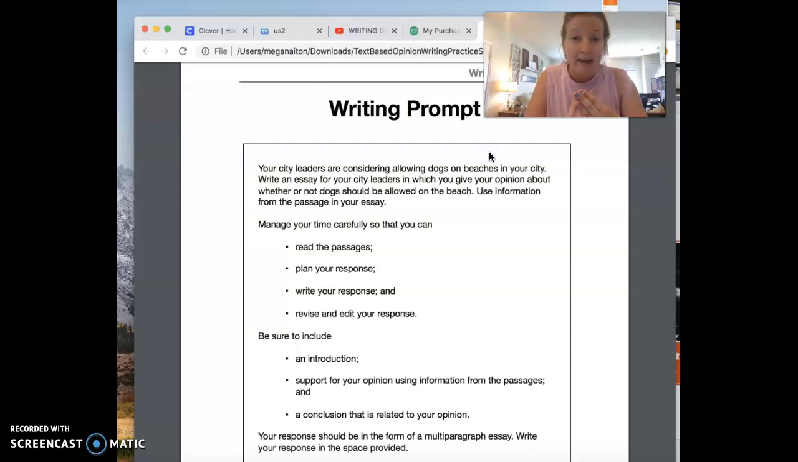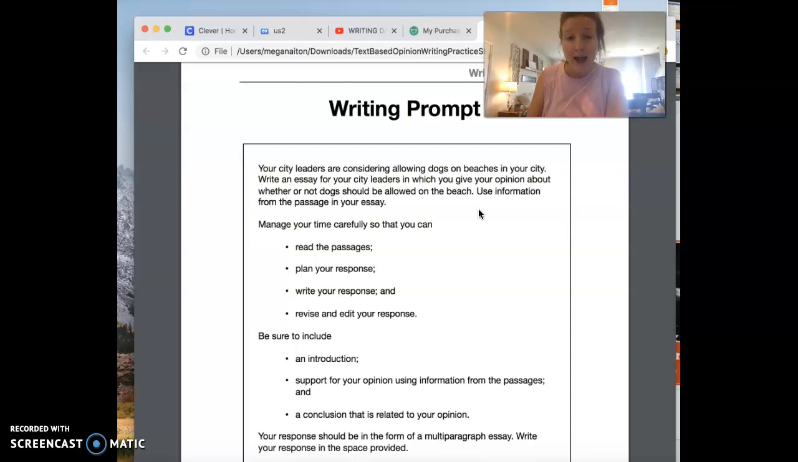So I'm going to be writing an opinion piece as well, but mine is going to be about whether or not dogs should be allowed on the beach. So my type is opinion, my topic is dogs, and then the task is whether or not dogs should be allowed on the beach. Now, I don't have a printer in my house.